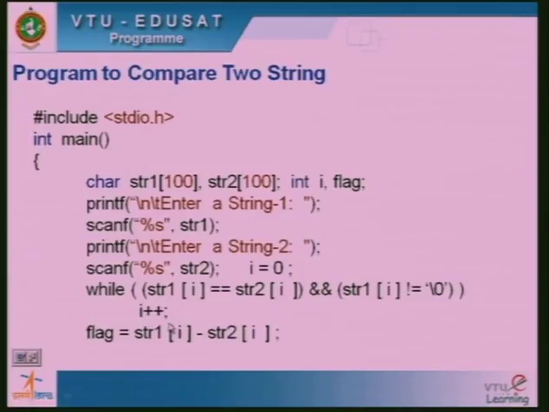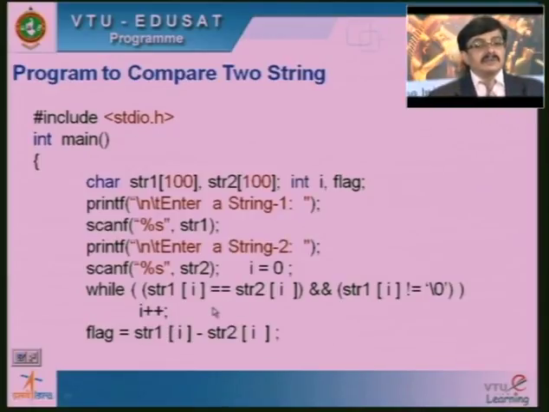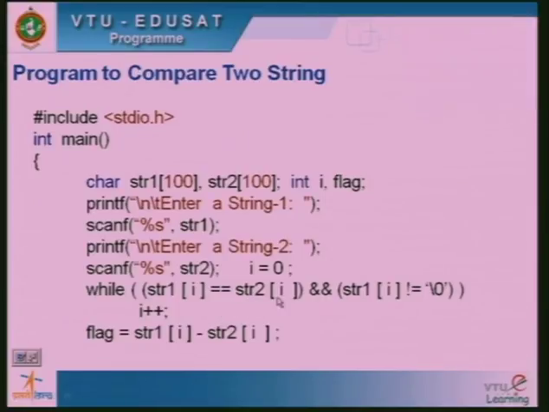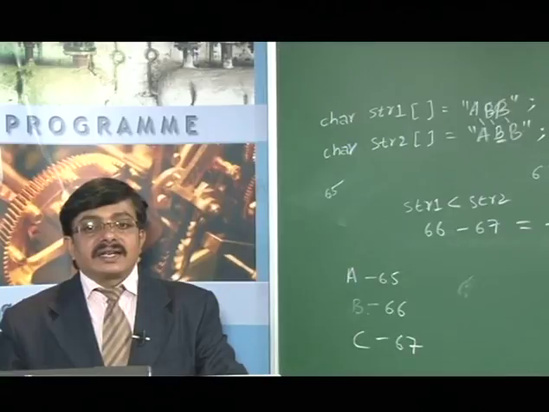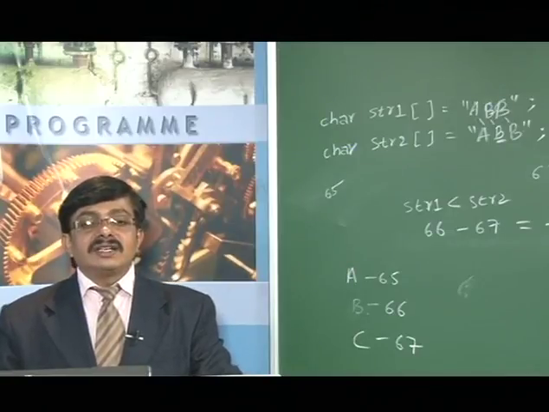When I increment the I value, I becomes 1. Is str1 of 1 equal to str2 of 1? Here I have taken b. Even if you consider the second character also as b, then b is equal to b, the condition is true, and again I check str1 of 1 not equal to null character. Yes, it is not equal to null character. Again I come to the loop and iterate with I plus plus.